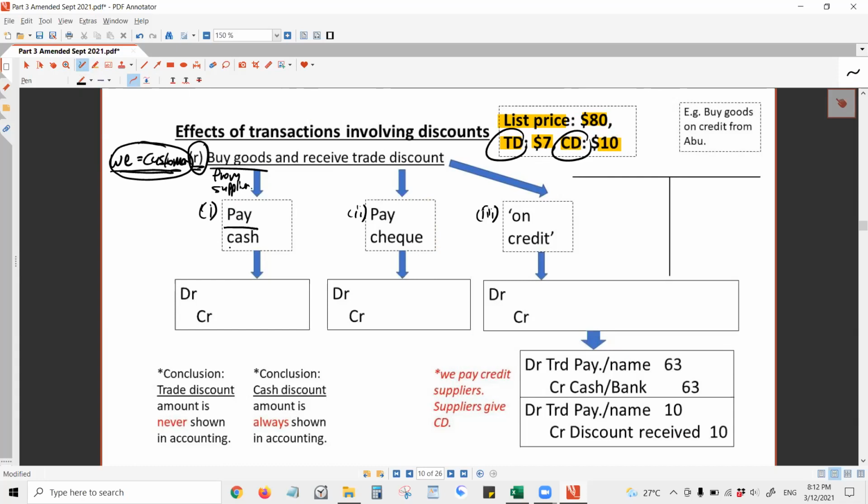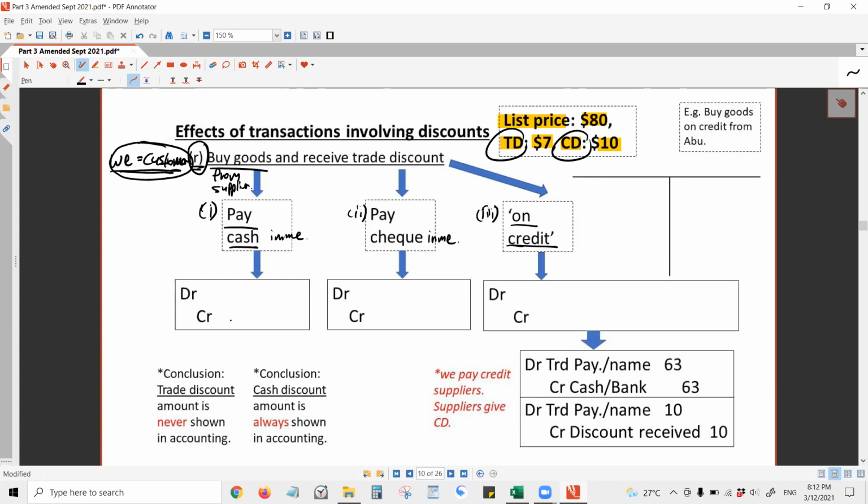R1, pay cash immediately. R2, pay check immediately. R3, we buy goods on credit, meaning we would owe the supplier. We take the goods first, then we owe the supplier for some time. That's the meaning of on credit.